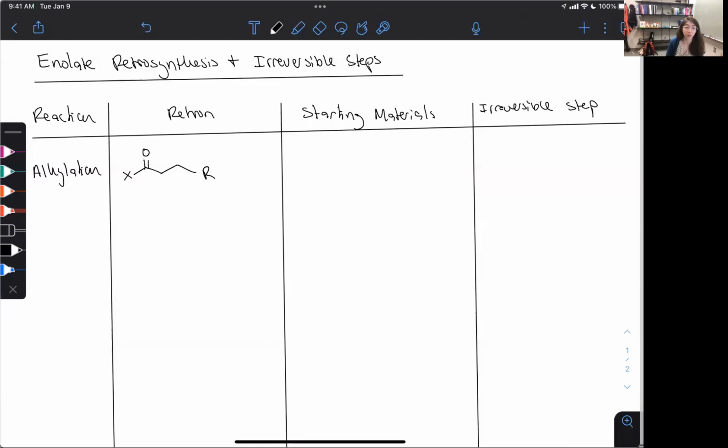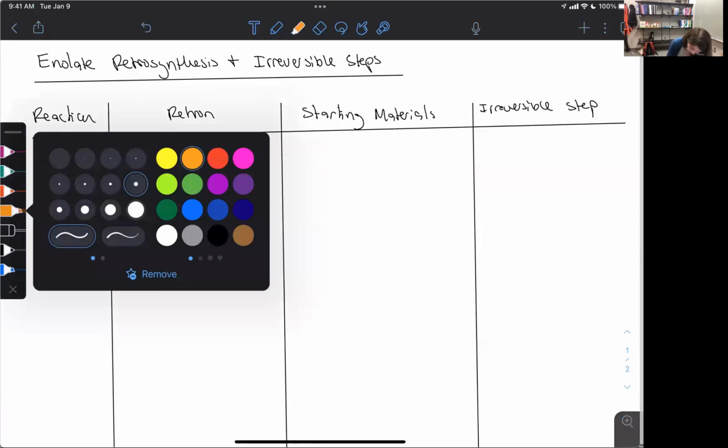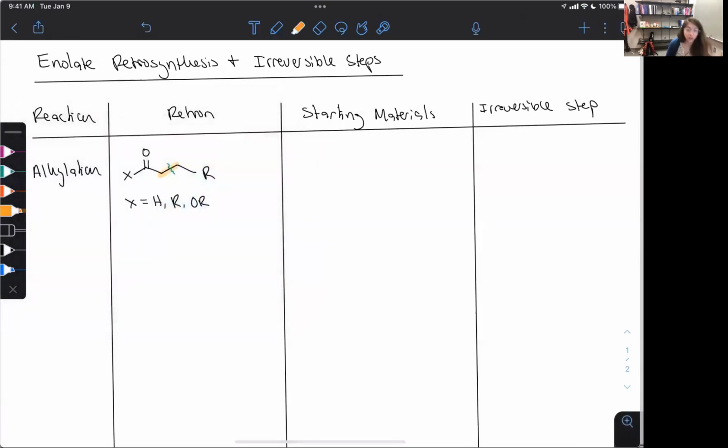Okay, so we're looking for some kind of retron like this. Your X can be an aldehyde, a ketone, or an ester. You've got options there in terms of what carbonyl you're actually starting with. But the point is that you're forming that bond, okay? So I might actually highlight that too. We're making that bond right there, which is essentially the alpha beta bond.